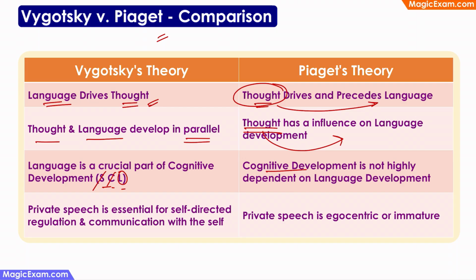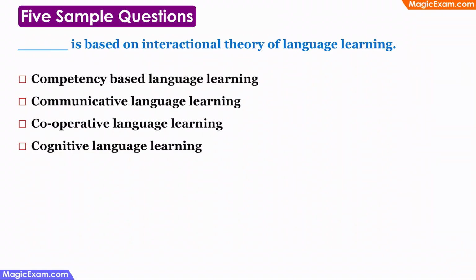And in Vygotsky's theory, he says that private speech is very, very essential because it is self-directed regulation and self-communication. Whereas Piaget says that private speech is just egocentric or immature, and he doesn't give it a lot of importance. So these are some of the important differences between Vygotsky's theory and Piaget's theory when it comes to the development of language. Now let us solve some sample questions from previous question papers.